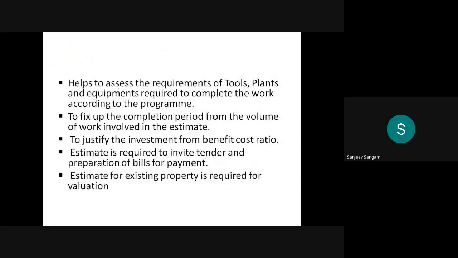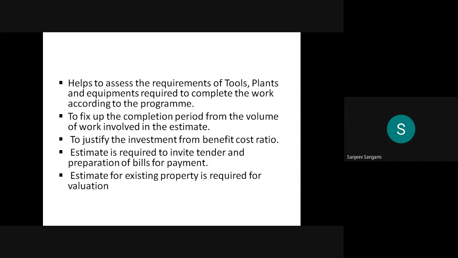Then it helps to assess the requirement of tools, plants and equipment required to complete the work. What kind of equipment do I require to execute the project? How many JCBs are required? How many water tanks are required if you are going for any concreting work?